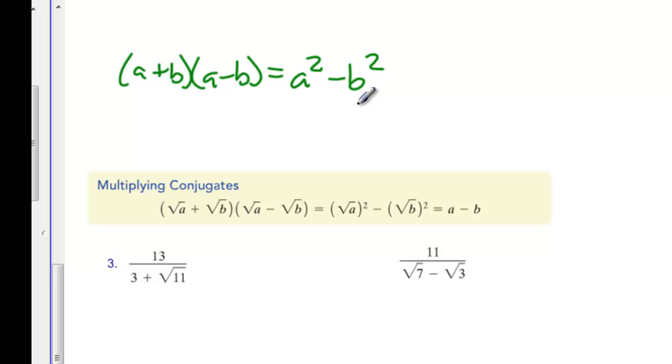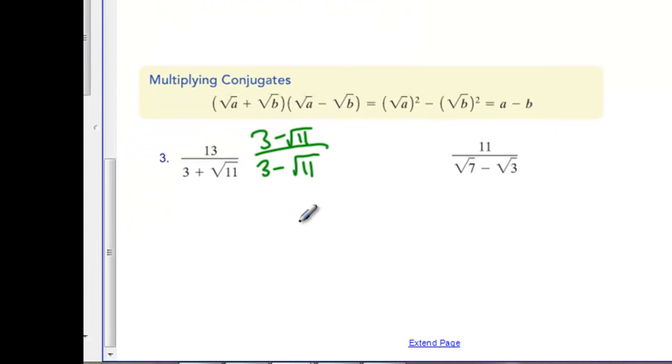You guys remember that? Okay. Same idea here. We don't want a middle term, so we're going to multiply top and bottom by 3 minus square root of 11 over 3 minus square root of 11. And then you're technically FOILing here. You guys remember FOIL from like forever ago or this summer, depending.